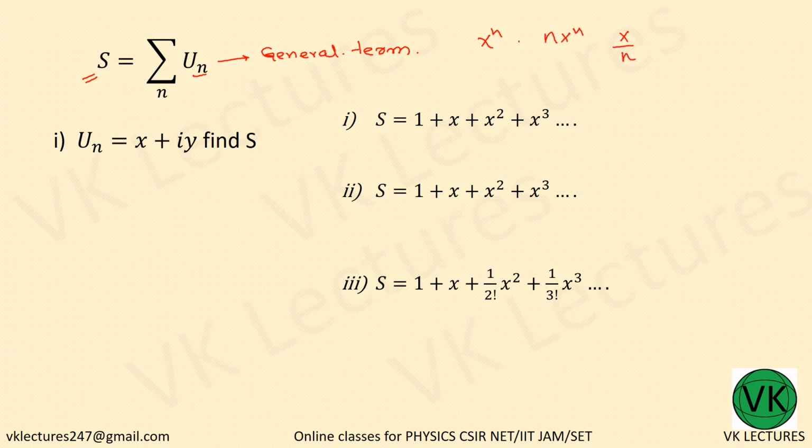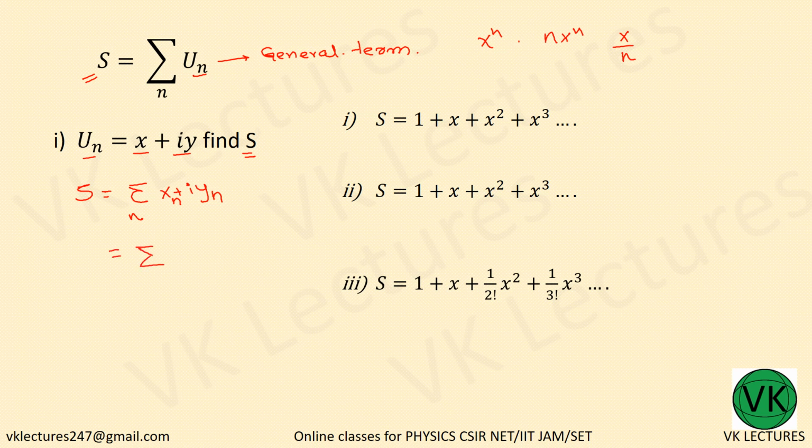something, anything. Now if you are given un is equal to x plus iy, then how can you write the sum? Sum is nothing but S is equal to sum over n, we don't know what the limits are. So sum over x plus iy, right? Or here you can write x_n plus i y_n. Each term you are adding. So how can you write it like this?